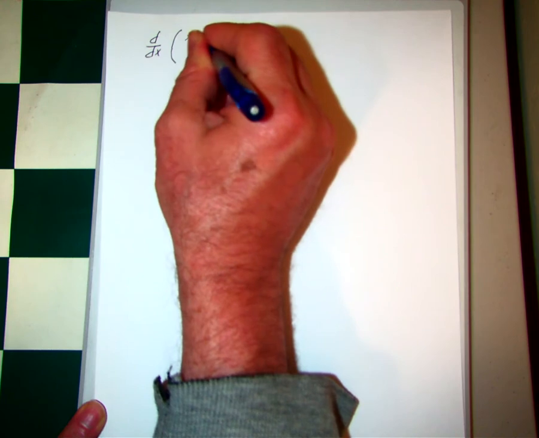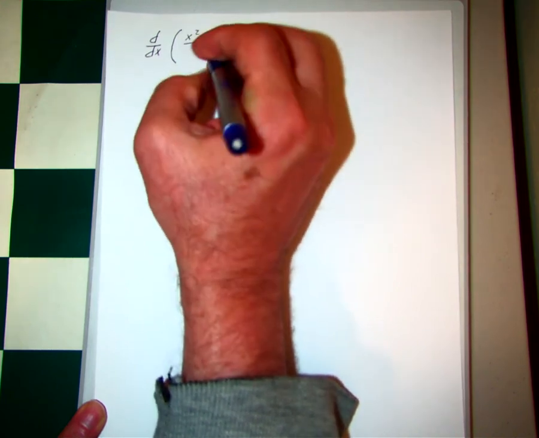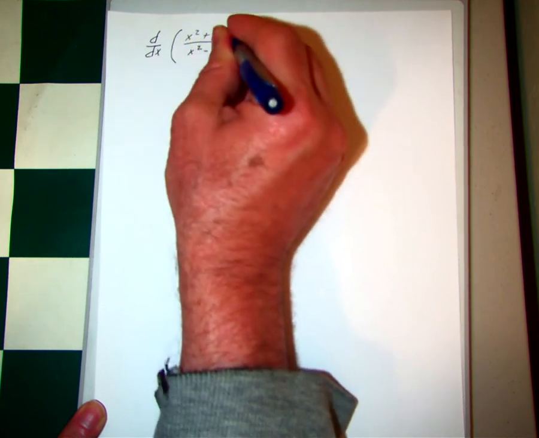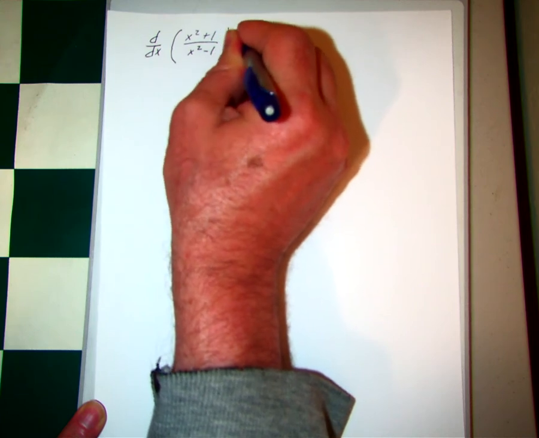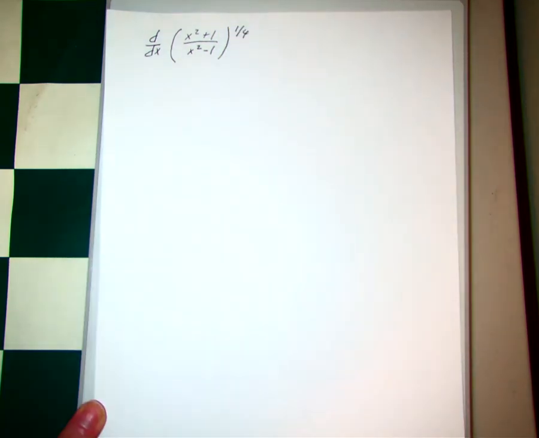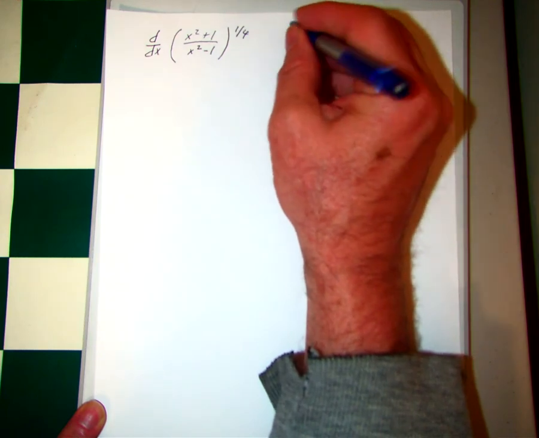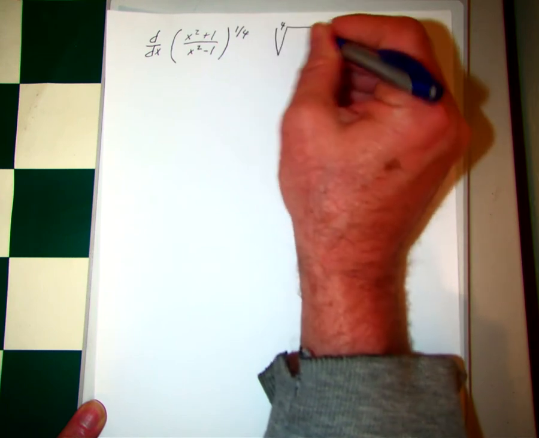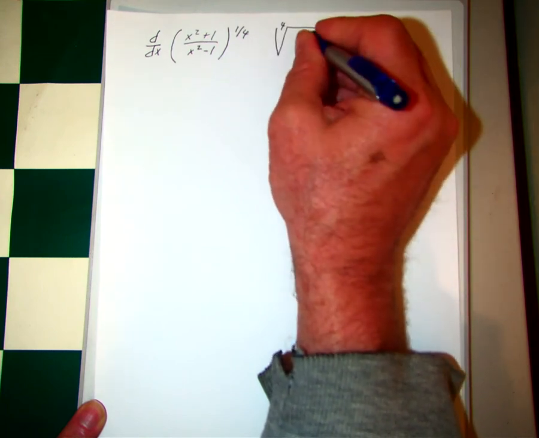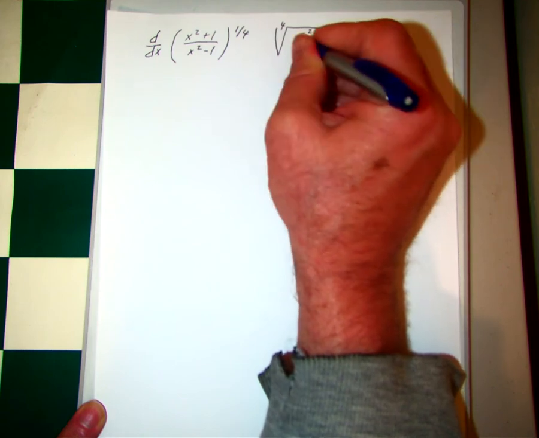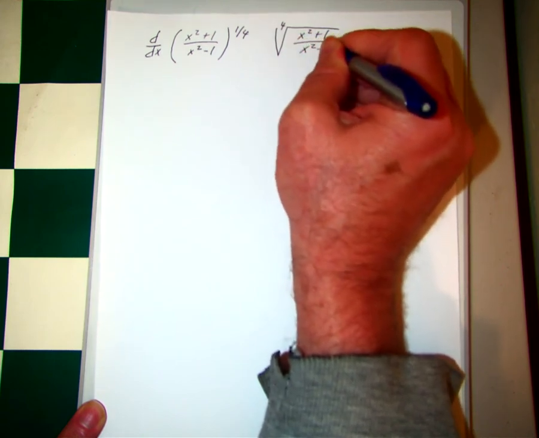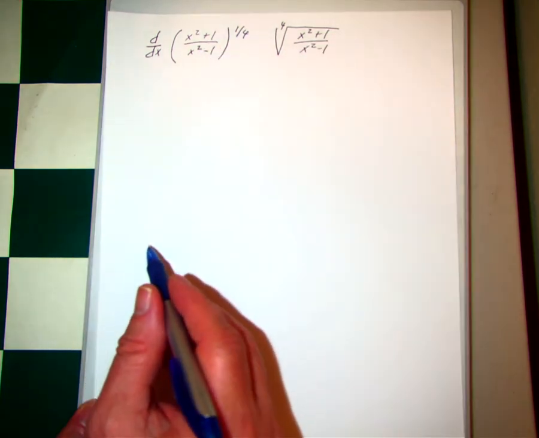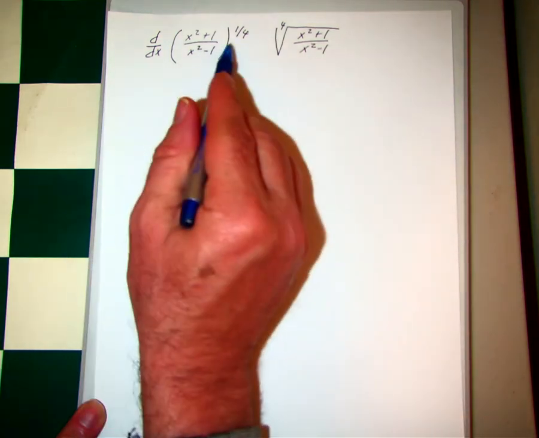x squared plus 1 over x squared minus 1, quantity raised to the 1/4. Now sometimes this appears as radical notation, or you might see it coming to you like this, the square roots. This is just radical notation again, and these two objects mean the very same thing. Now, it turns out, due to something called the chain rule, it's much easier to write it like this, okay?